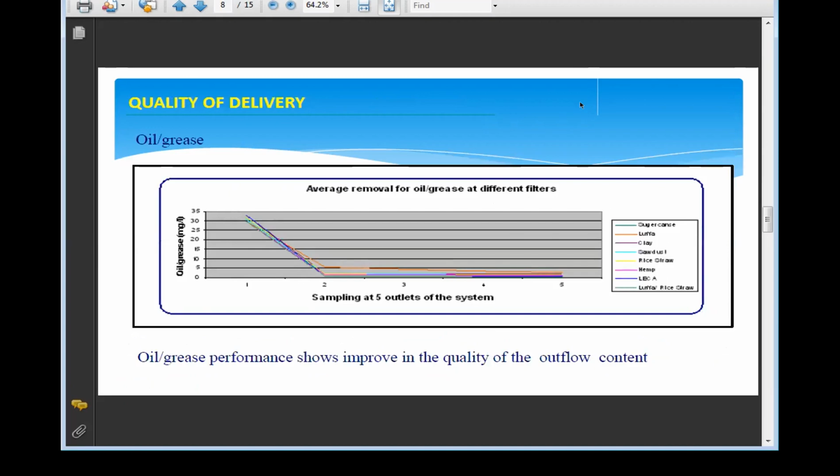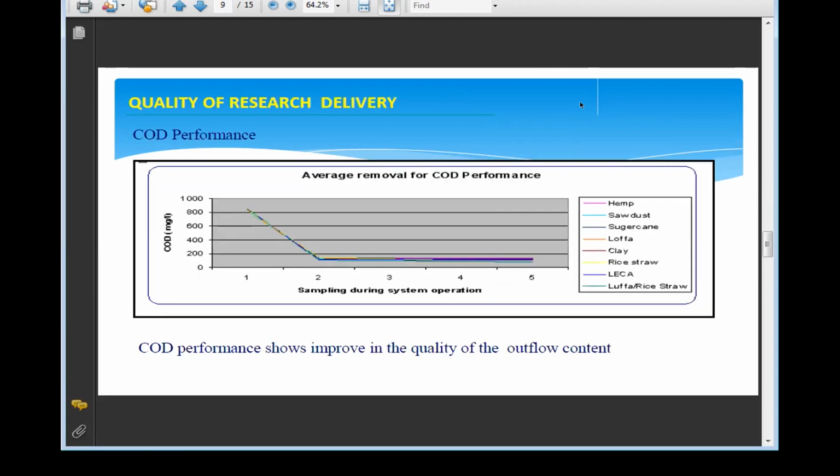The diagram shows excellent removal for oil and grease. It reached 5, which is very excellent and encourages us to use the trickling system, especially with agrofiber. We reach here 5, which is excellent. And for COD, the requirement by law should be 300, and we reach less than 200, which is very good for the agrofiber.